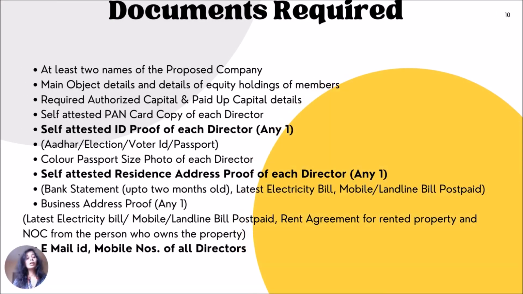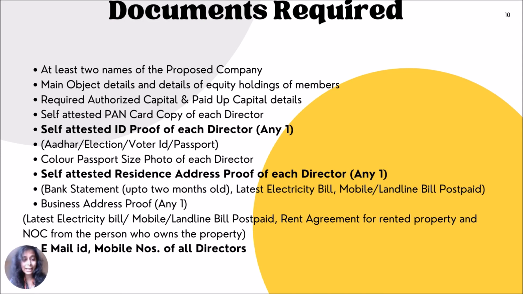Now, the question comes: what are the documents required for incorporating a private limited company? Now, you need to give us at least 2 names for your proposed company. Two, you need to tell us what your main object is. Give us details about your main objects, and we are going to draft your MOA with that, and details of equity holdings of your members. We will also require details about the authorized share capital and paid up share capital of your proposed company.